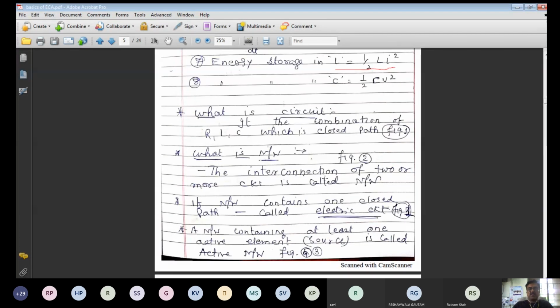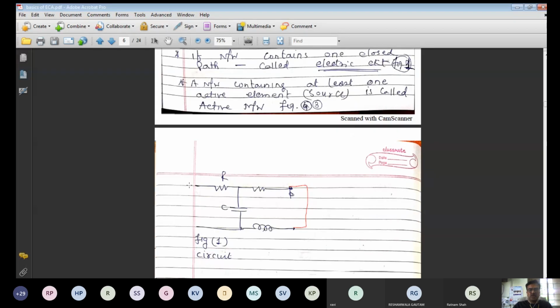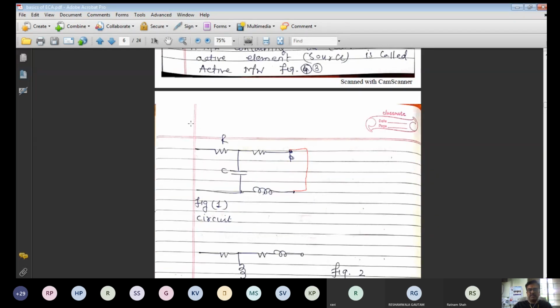Now the question is, what is a circuit? Because we have two words, one is circuit, one is network. Right. Now the circuit is very simple, it is a closed path. It is the combination of RLC which forms a closed path, as shown in figure 1. This is the closed path. This is the circuit.